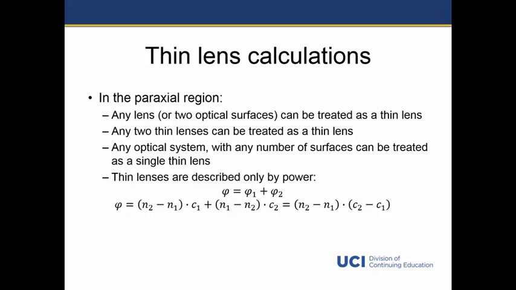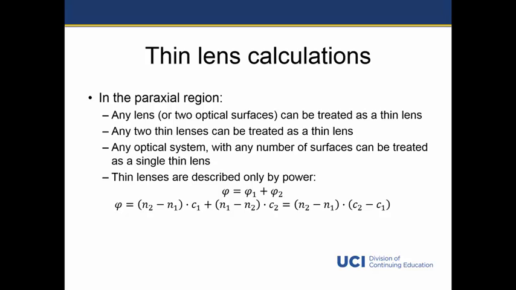Because in the paraxial region, what this thin lens approach allows us to do is take any lens, or in fact any two optical surfaces, and treat that as a thin lens. Okay? So let's say I had a couple of lenses in my system and I broke those down into thin lens approximations. I now have a pair of thin lenses, but I can now treat any of those two thin lenses as a single thin lens, and again reduce the complexity of my calculations significantly.